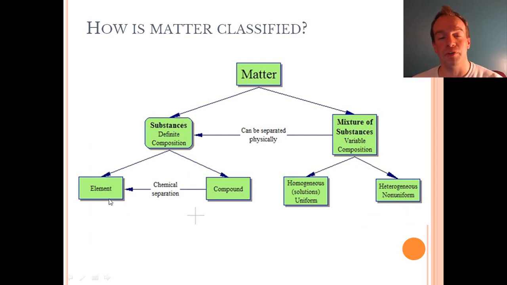Elements are the simplest form of matter. Compounds, which are also pure substances, are made up of elements but are chemically combined. The elements are connected together. And we also have mixtures, which are a combination of elements or compounds that are not chemically combined. And we can group those as these are either homogeneous or heterogeneous.